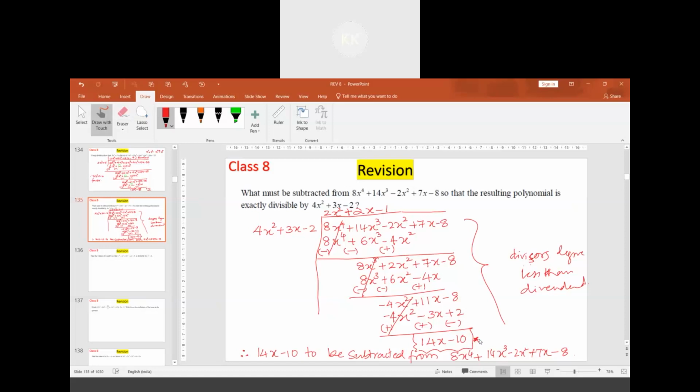At this stage, we are stopping because the degree is 1. Here the divisor's degree is 2. This cannot be divided. When the degree of the dividend is less than the degree of the divisor, division is not possible.